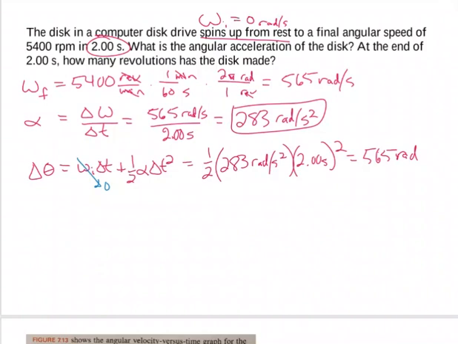So how many revolutions is that? Because it asks for revolutions. How many radians are there in a revolution? Well, there are 2 pi radians in a revolution. So we divide by 2 pi, and we wind up with 90-ish revolutions. And then we're done. So it takes 90 revolutions for it to spin up to 5,400 revolutions per minute, and it takes 2 seconds to do that. All right.